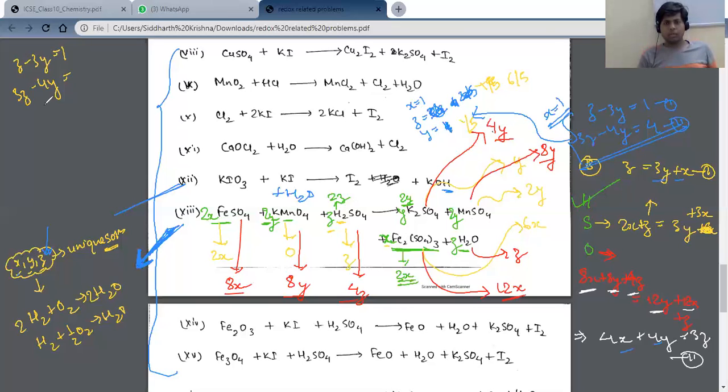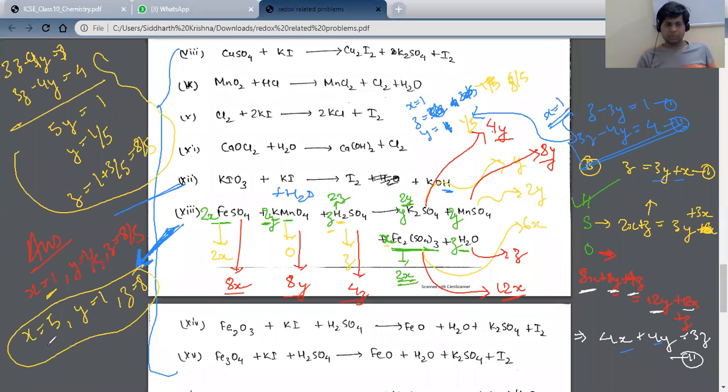Yes, sir, done. Okay. So our answer is x equal to 1, y equal to 1 by 5 and z equal to 8 by 5. Now you can multiply these answers by any coefficient. So you can make it x equal to 5, y equal to 1 and z equal to 8. Is this question clear to everyone? Any doubt? No doubts? So x is equal to 5, y is equal to 1 and z is equal to 8. Yes, that is correct.